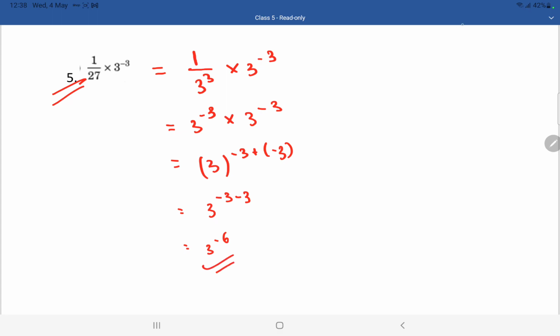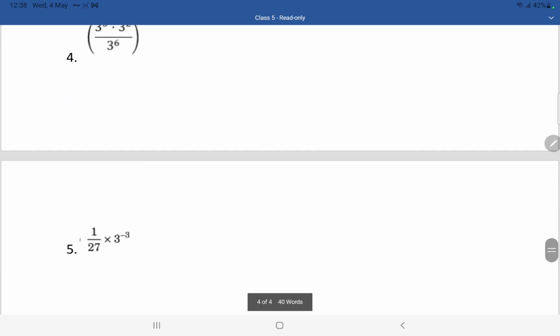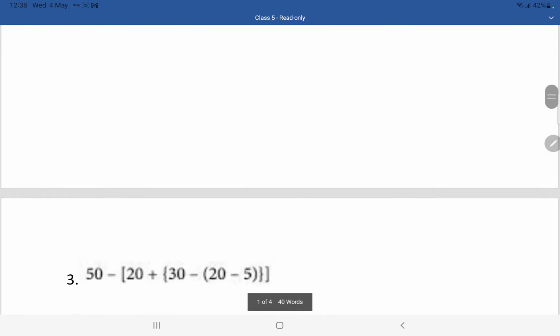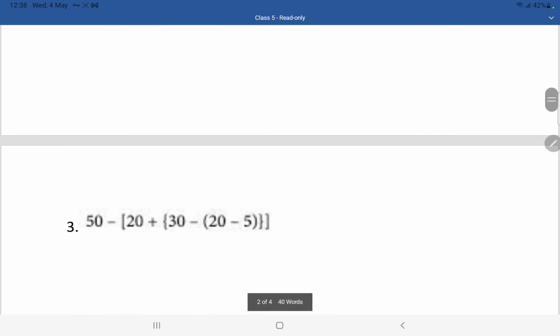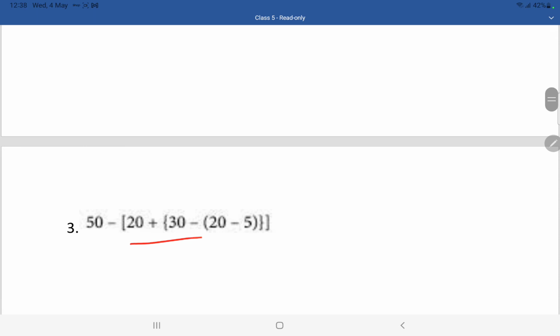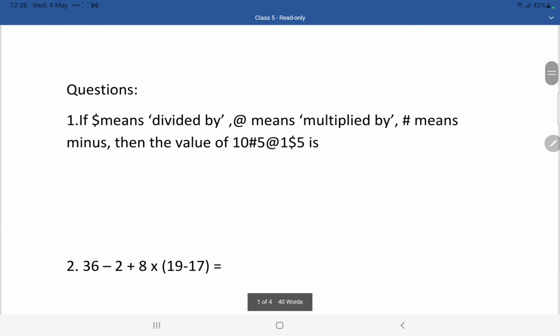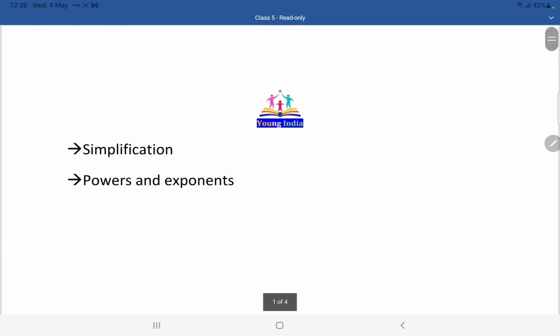Okay students, I guess you are clear with both the topics that we have discussed in today's class, that is simplification and powers and exponents. As I told you, these topics might be somewhat complicated when you see these kinds of questions with lots of brackets. I think many students might get confused here. For that you need to have your basics very clear. So I guess you are clear with this.